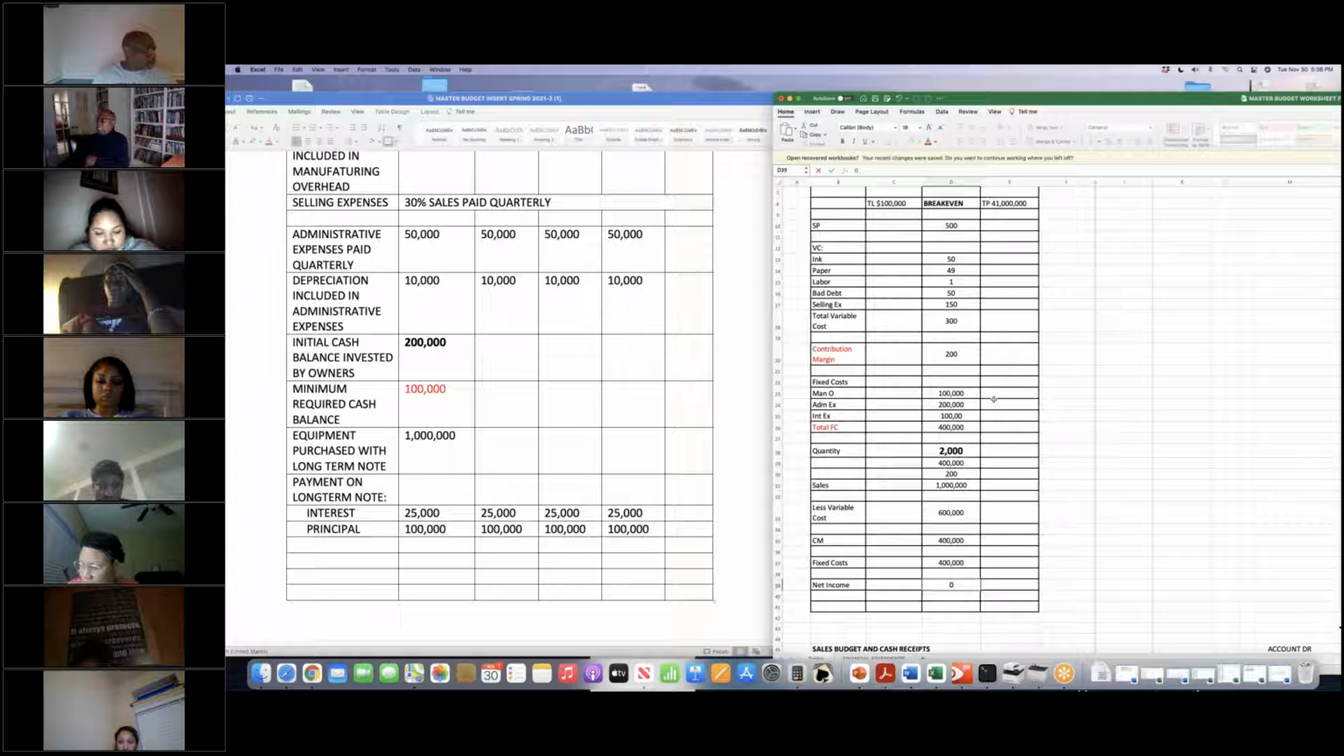So the first thing we did, we made the journal entry to record our initial contribution of 200,000. Then the second thing we did was to calculate what quantity we needed to produce to break even. Are there any questions from anyone on how we get to the point we are now? Can everyone do it?